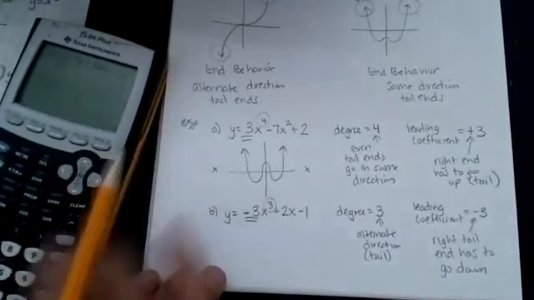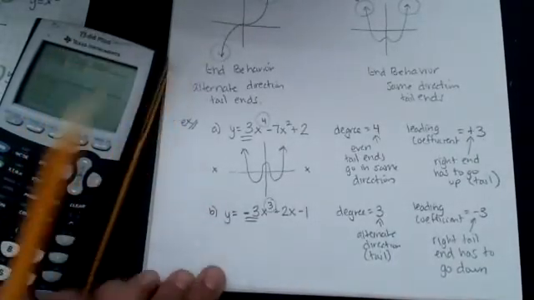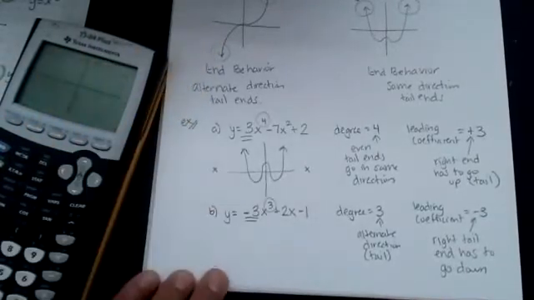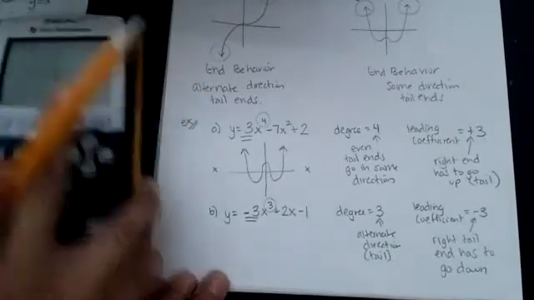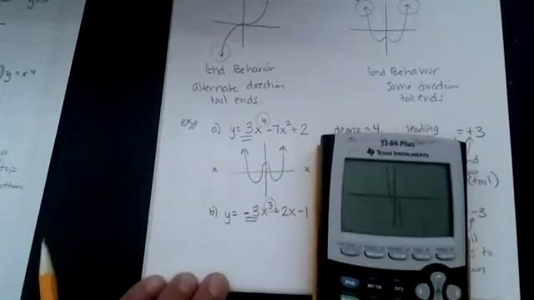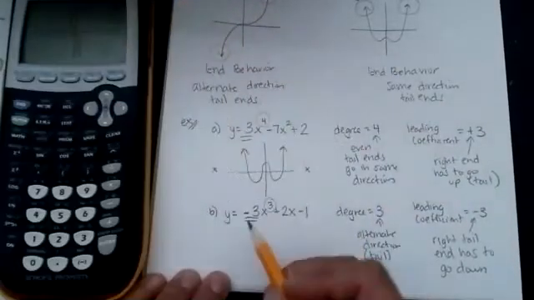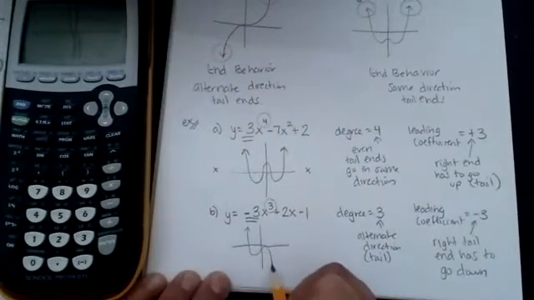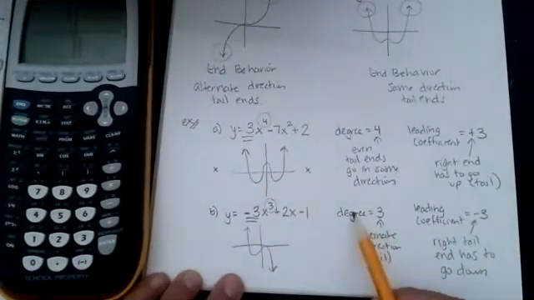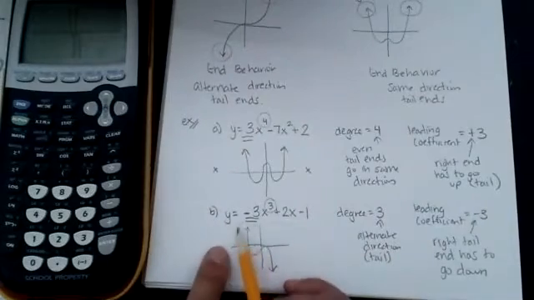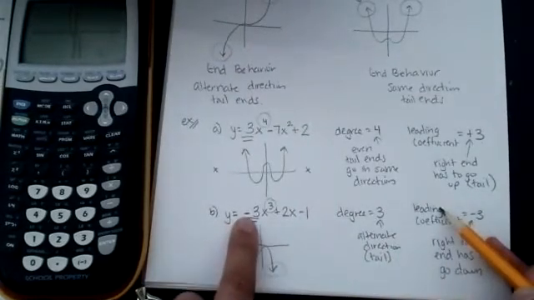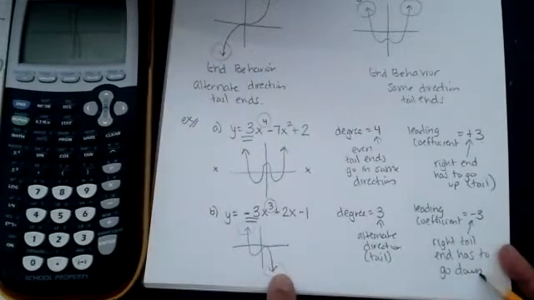So I'm going to plug this in my calculator, negative 3x to the third power plus 2x minus 1. And there's the graph right there. So I'm going to sketch it. And look, they are alternating directions. One's going up, one's going down. And because the leading coefficient is negative, the right tail end is going down.